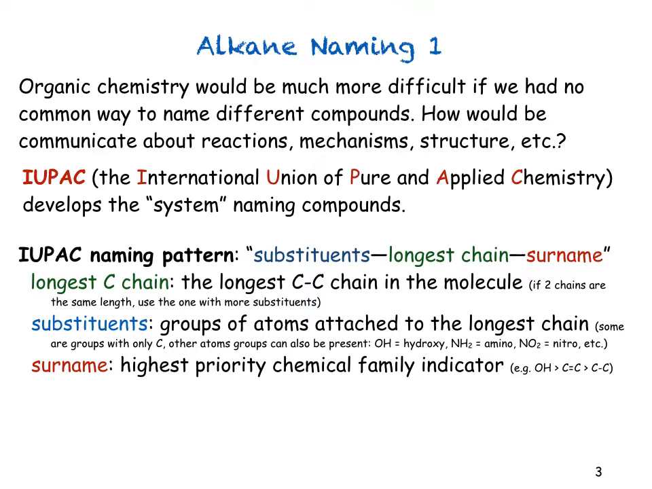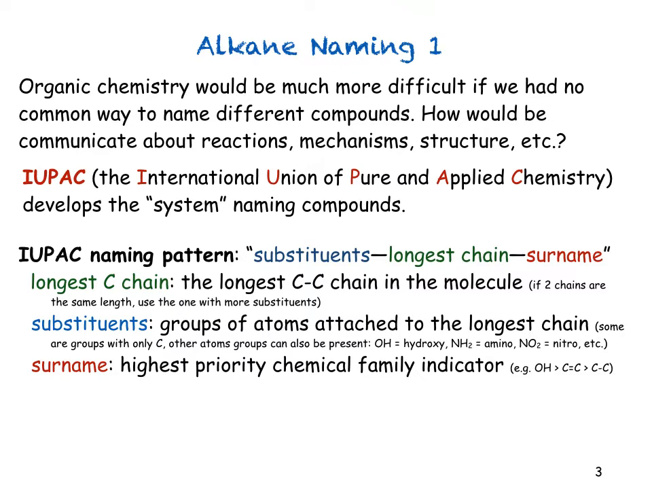So when we name a compound, the first thing we're going to do is identify the longest chain of carbons in the molecule. And if two chains are the same length, we're going to use the one with more substituents. That means more groups that are connected to the longest chain. We're going to identify the substituents. These are a group of atoms attached to the longest chain.